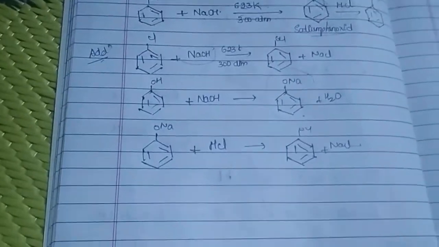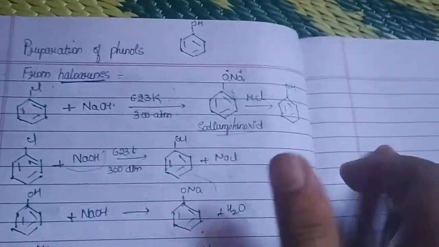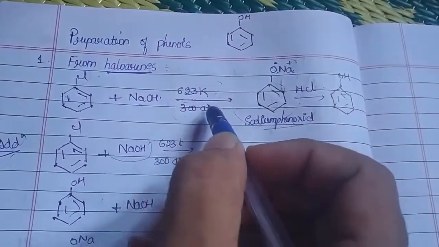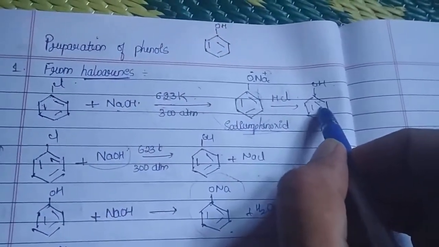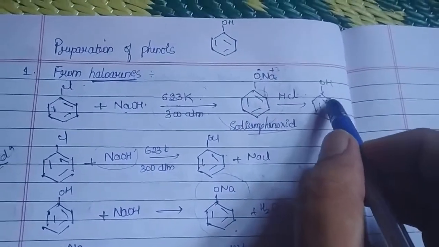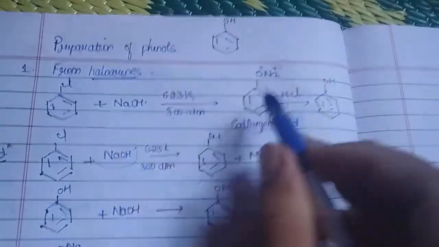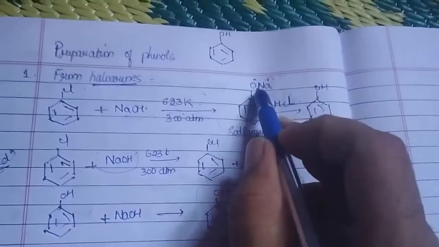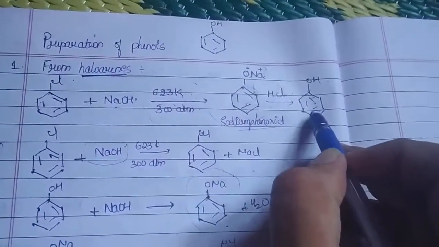That is the reason I mentioned that certain people just write Cl plus NaOH at 623 Kelvin temperature, 300 atmosphere, and directly write the hydroxide, but that is your phenol. This phenol will not be obtained in this condition. Why? Because this sodium phenoxide will be formed. On acidifying this sodium phenoxide, you will be getting your OH.